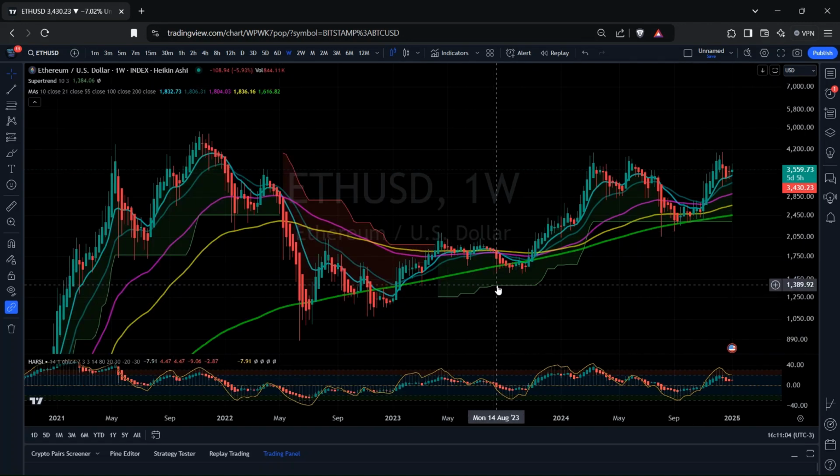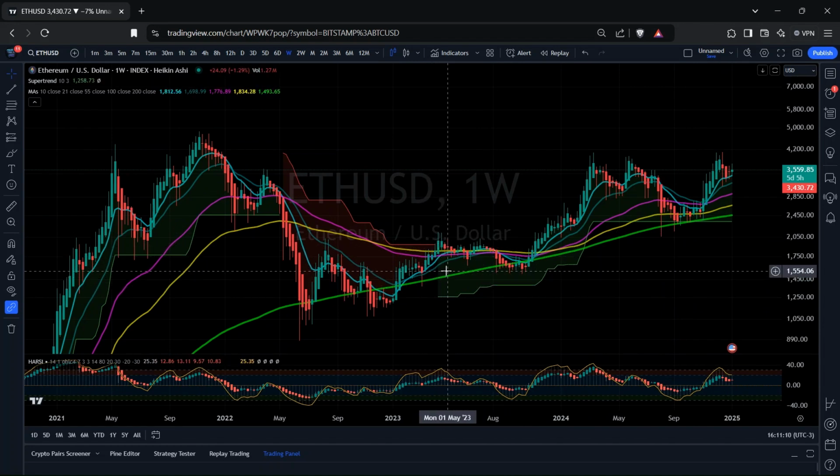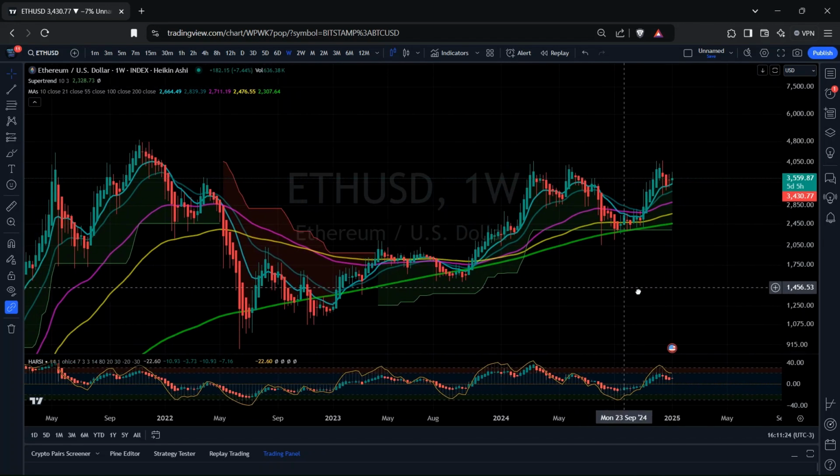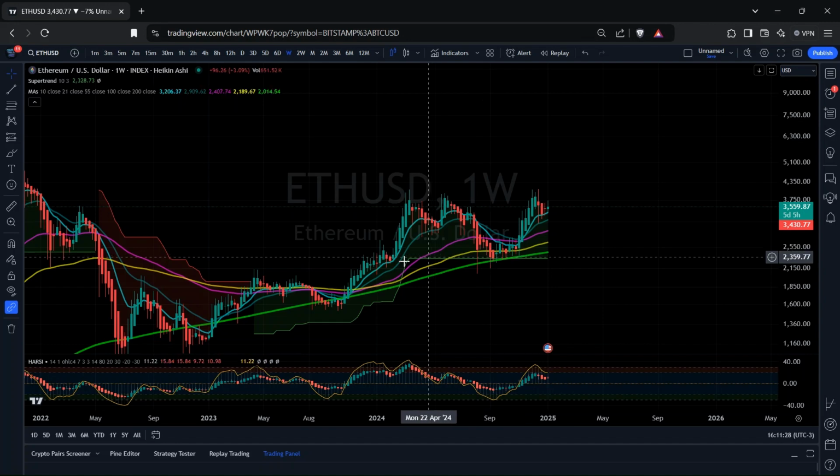Then the SuperTrend. These plots align below or above price, right? Flipping color when the trend might be reversing. It's great for quickly confirming: are we bullish or bearish right now? So in the Ethereum weekly chart, we are currently in a very bullish trend.